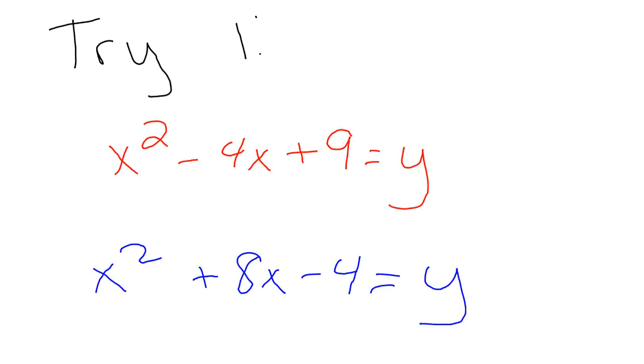Now it's your turn to try one. Complete the square and determine the vertex based off the function. The first one is x squared minus 4x plus 9 equals y. And the second one is x squared plus 8x minus 4 equals y.